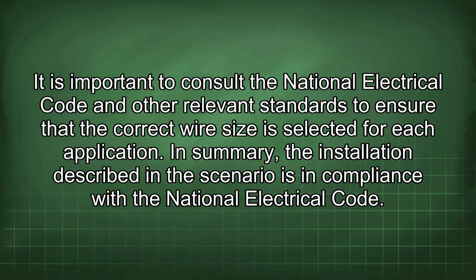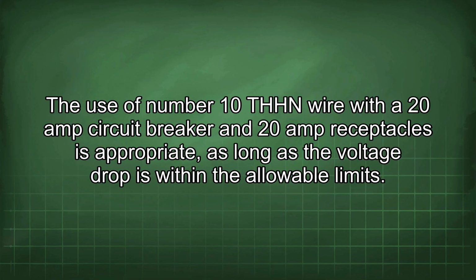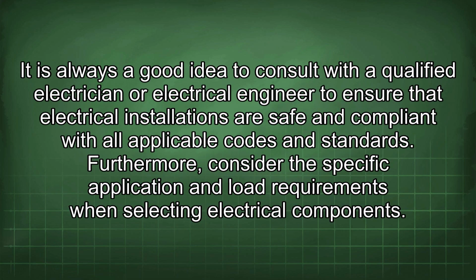In summary, the installation described in the scenario is in compliance with the National Electrical Code. The use of number 10 THHN wire with a 20-amp circuit breaker and 20-amp receptacles is appropriate, as long as the voltage drop is within the allowable limits. It is always a good idea to consult with a qualified electrician or electrical engineer to ensure that electrical installations are safe and compliant with all applicable codes and standards.